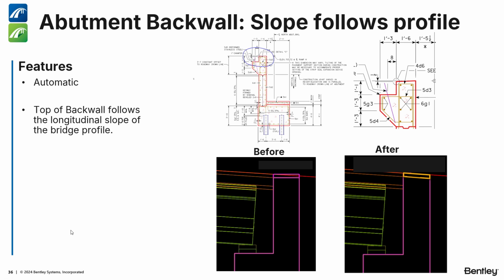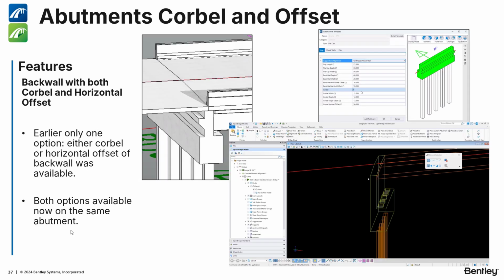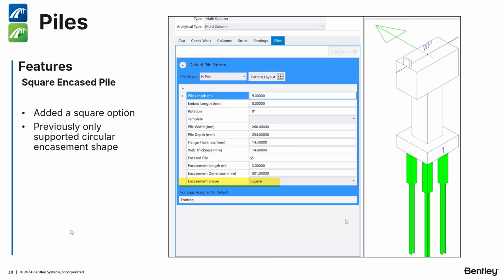Now, automatically, the abutment back wall follows the slope of the profile. We used to have it straight, and the only way to change it was to modify it manually, but now you can adjust it automatically following the roadway profile. There is also an option to have a corbel and horizontal offset on the back wall. That option is also defined through your pier library definition.